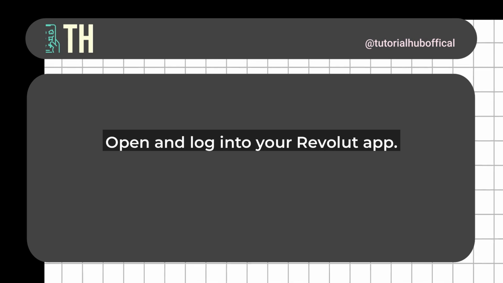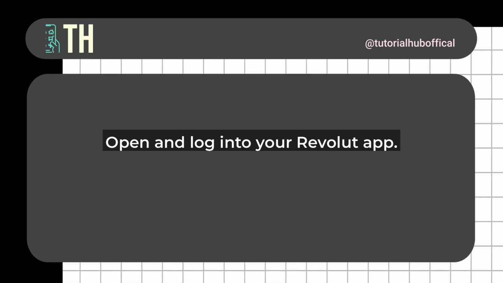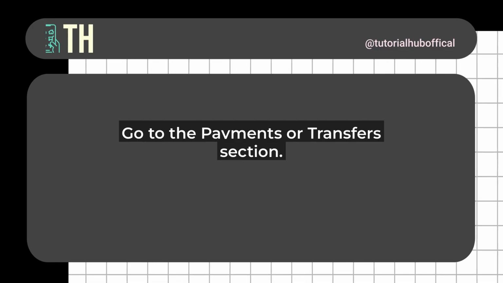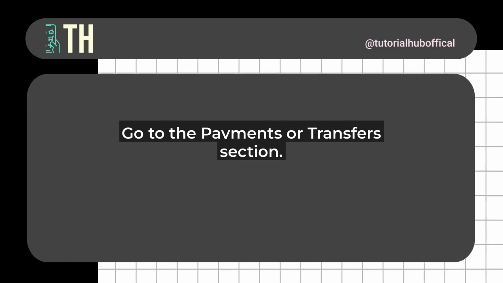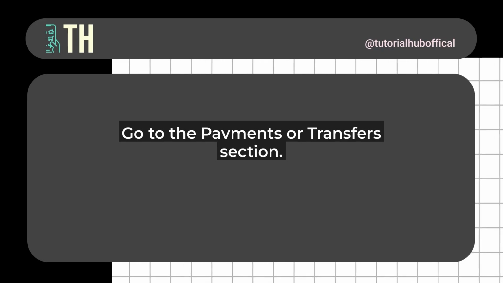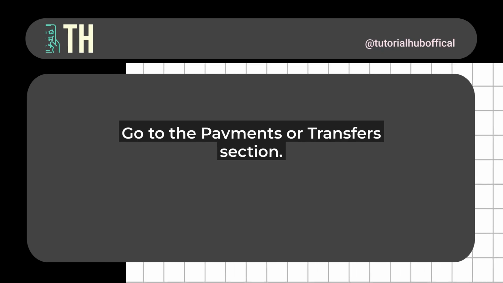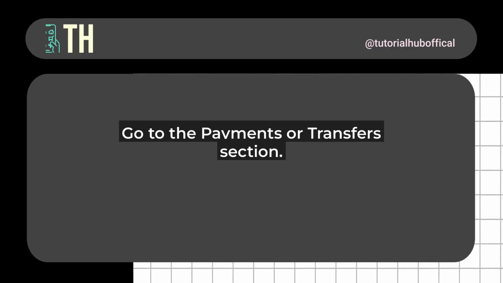First things first, make sure you have both accounts set up and verified. Open your Revolut app and log in. Head over to the Payments or Transfers section. It's usually right on the home screen. Here, you'll want to select Send or Transfer to Bank.